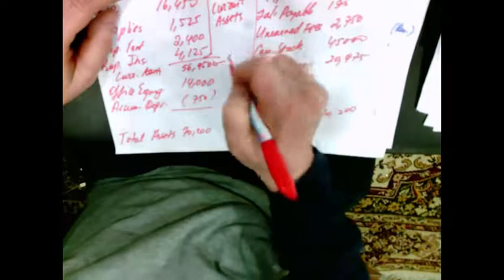It's good to give a subtotal for current assets because it's a separate category in the balance sheet. So we'll just be neat and do that. Total current assets is 56,950, but it's just a subtotal. All right, so this is my balance sheet right here.